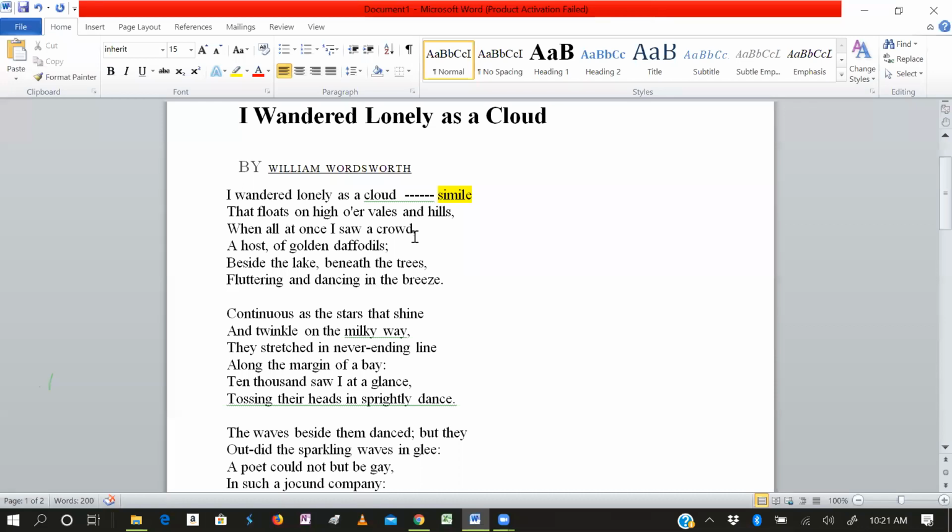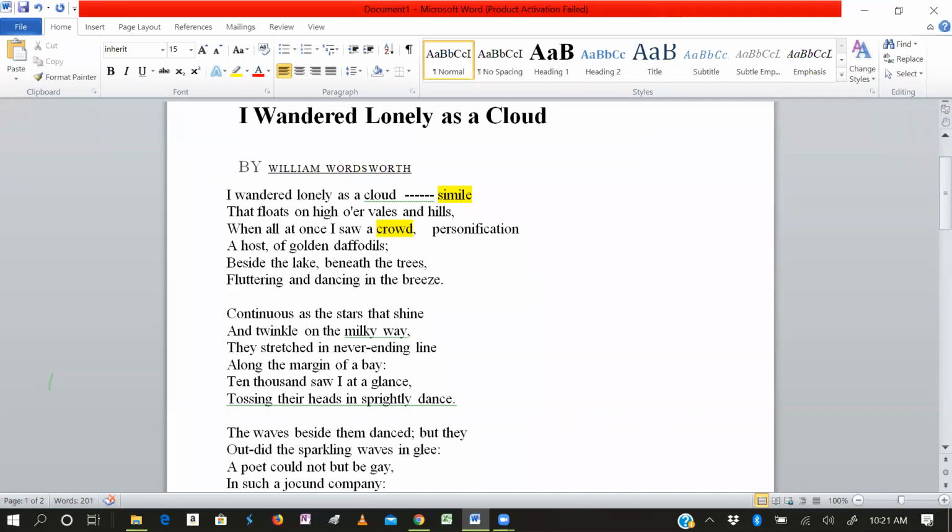Again, here he has used a crowd, that is a personification. Personification, because we mostly use the word crowd for people. So he has used this crowd for the daffodils. Likewise, a host beside the lake.